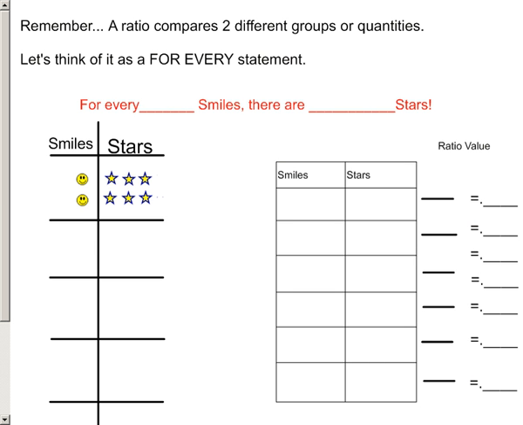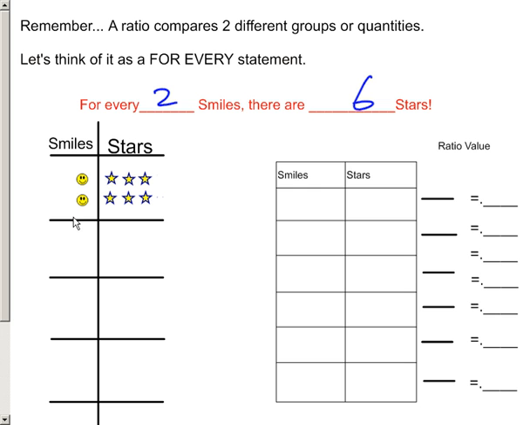All right, so remember a ratio compares two different groups or quantities. I want you to think of it as a for every statement. So if we look at this chart right here, what could I say? For every 2 smiles, there are 6 stars. So that means if I add 2 smiles, I also have to add 6 stars. So we're going to create some equal ratios or proportions on this table right here.